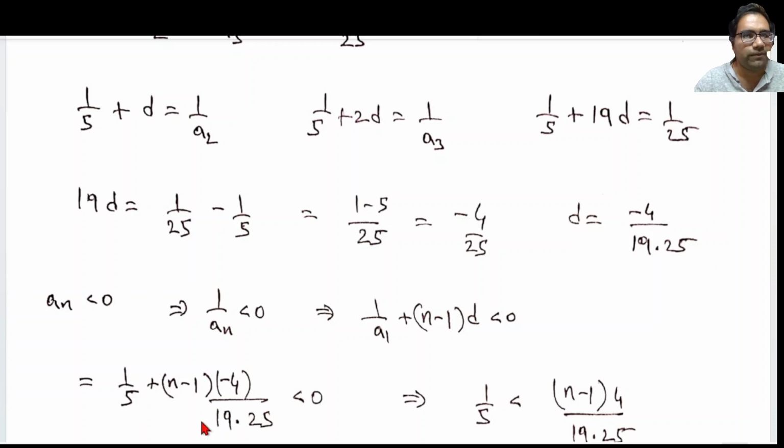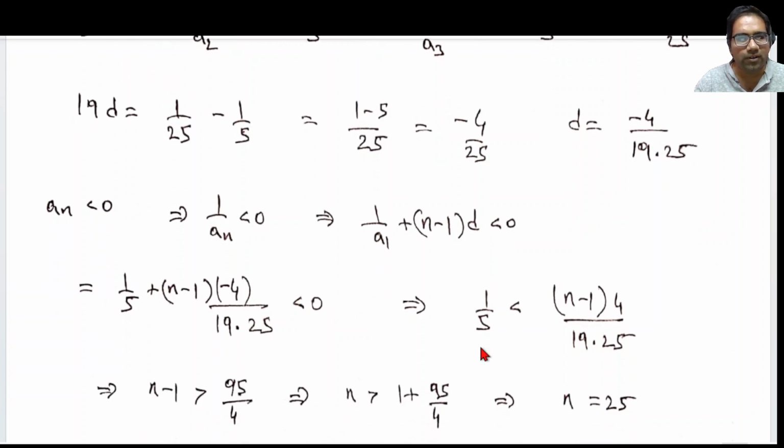What does that mean? If we take this to the right side, 1 by 5 should be less than 4 into n minus 1 by 19 into 25. 5 will go 5 times here, and 5 into 19 is 95. So n minus 1 into 4, or n minus 1, should be greater than 95 by 4 if you simplify this expression. That means n is greater than 1 plus 95 by 4. What is 1 plus 95 by 4? It is 99 by 4. n is greater than 99 by 4.